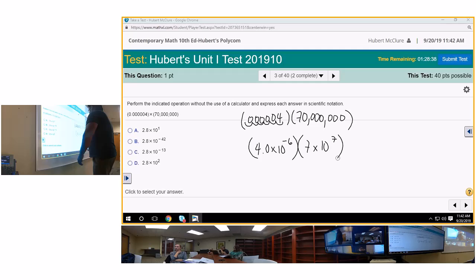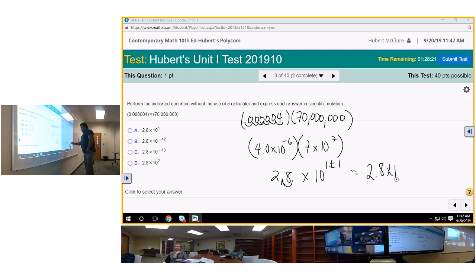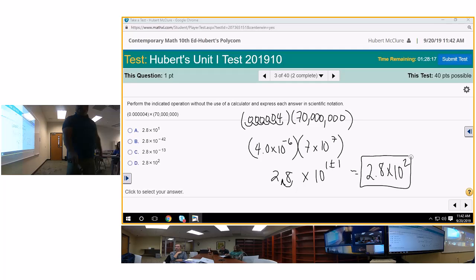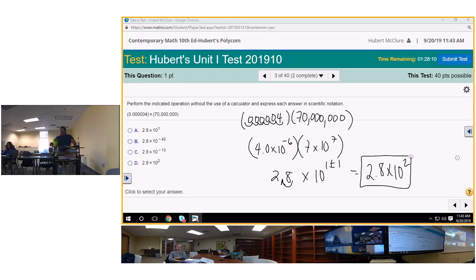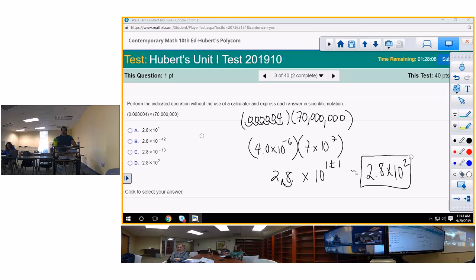What's 7 times 4? 28. And what's negative 6 plus 7? 1. And you got to add 1. And that'll be to the right. So 2.8 times 10 to the 2nd. Which one is that? Looks like delta. Last one. So I'm going to click on delta, and I should feel good about myself at the end of the test.